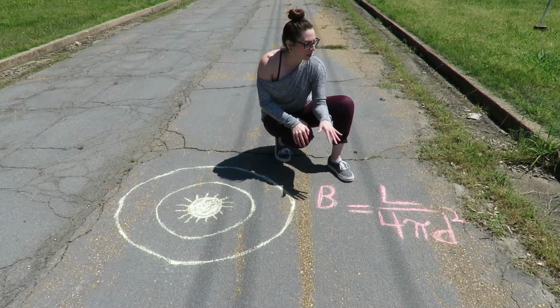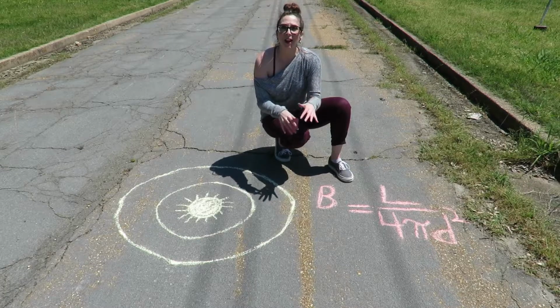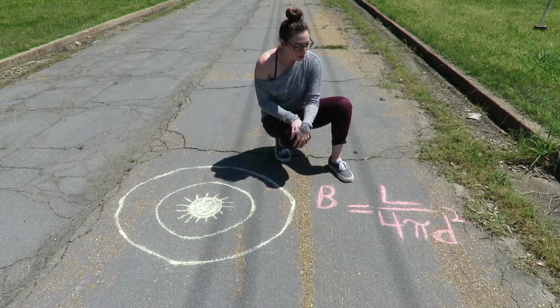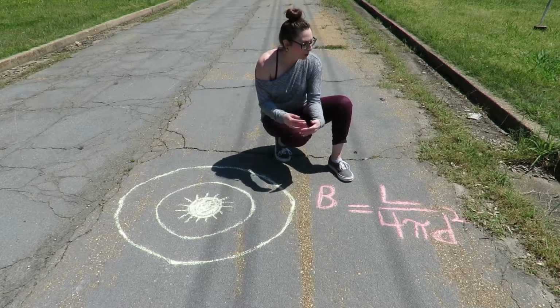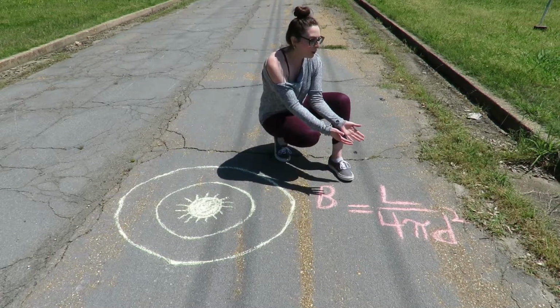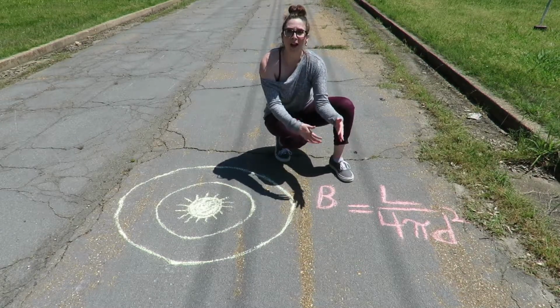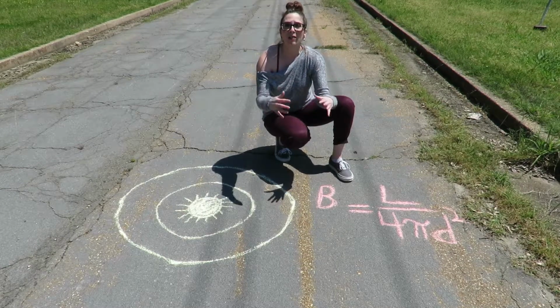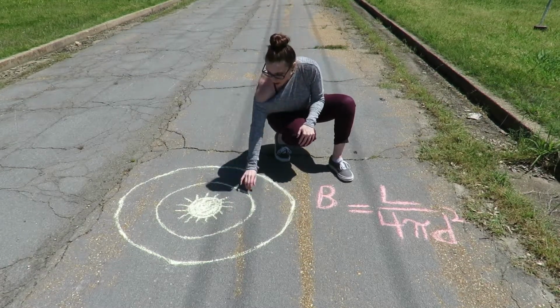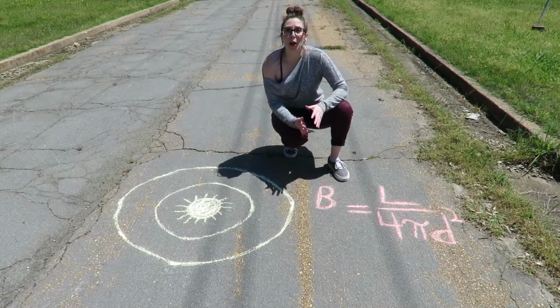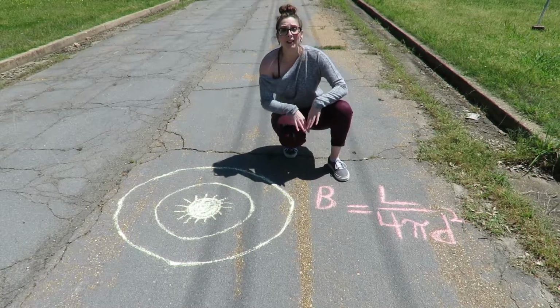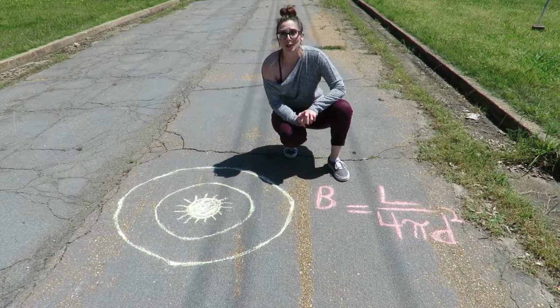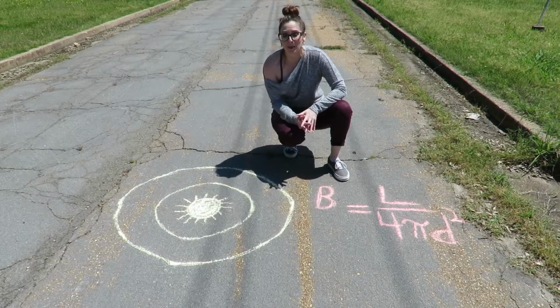This 4 pi d squared represents the surface area of a sphere. So in order to calculate the brightness, we're looking for a luminosity per unit area. And that unit area is going to be the surface area of a sphere that's centered around our star. As the light from a star travels a further distance, that light must spread out over a larger surface area. And I'll show you what I mean by that here.